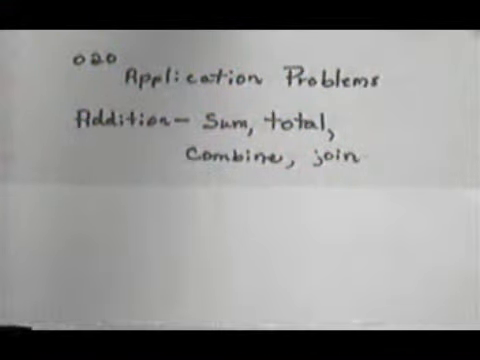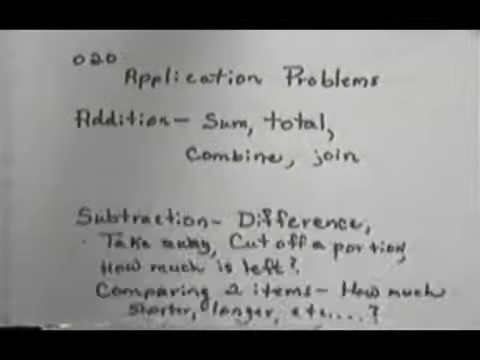Before we actually look at some problems, I thought we'd take each operation and talk about words we need to look for in trying to decide what to do in a problem. When an application problem tells us to add, many times you see one of these four words. Your problem might say find the sum, find the total, combine, or join. These are words that give us the idea that we're supposed to add.